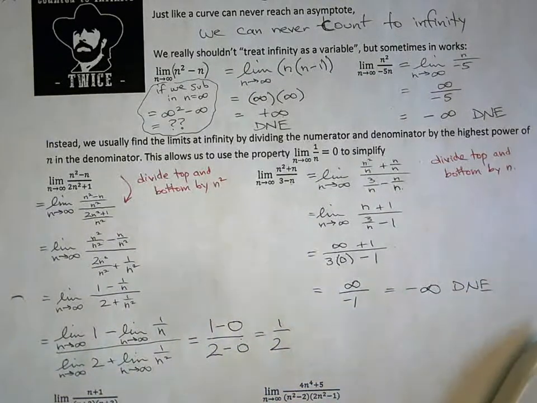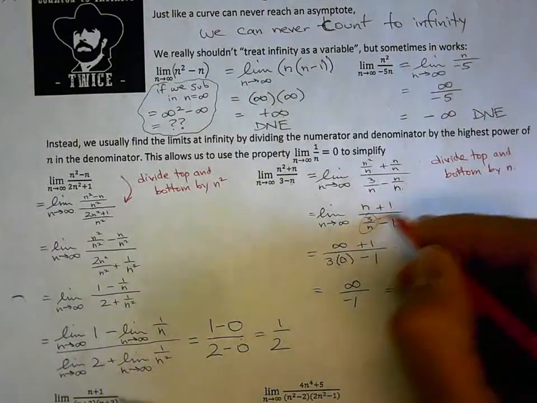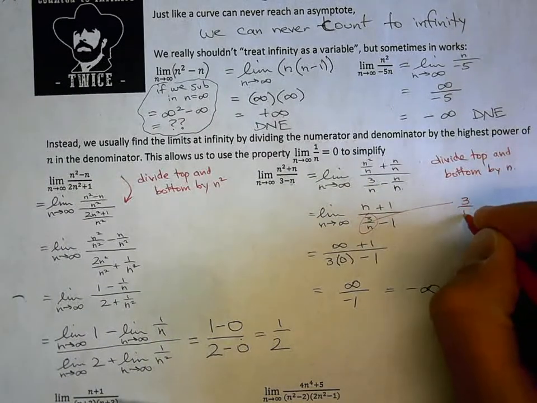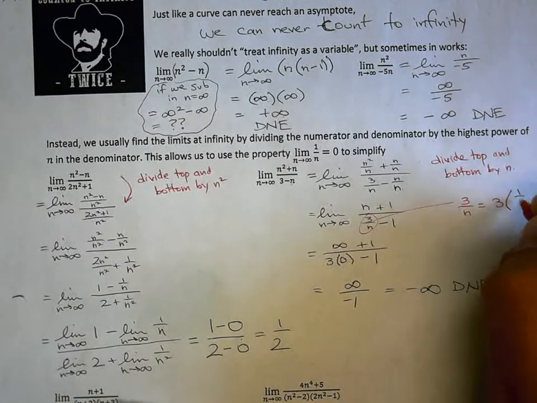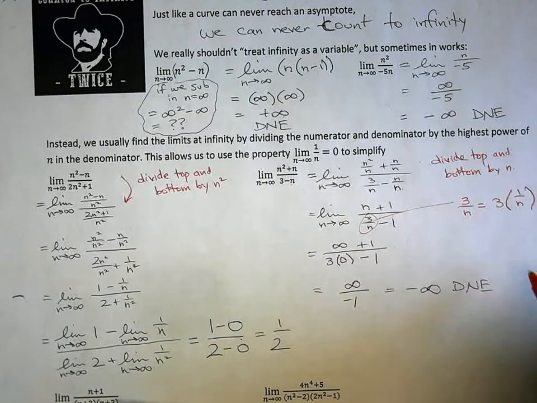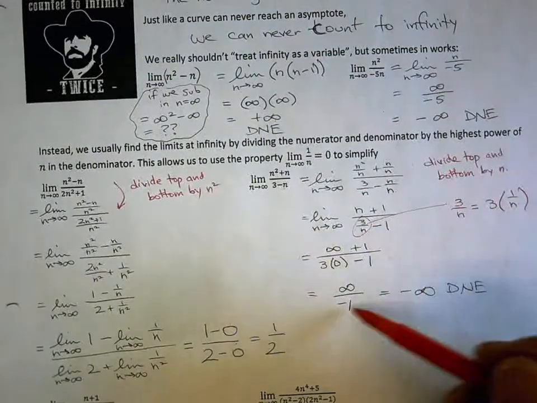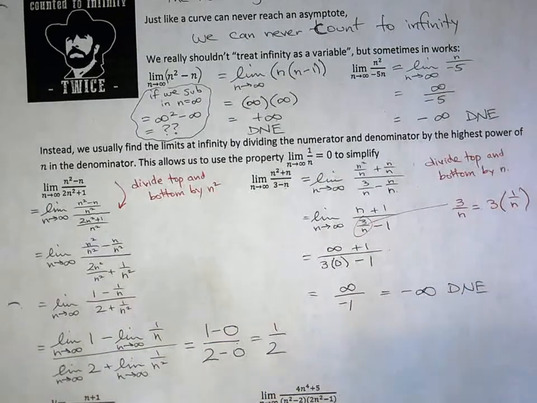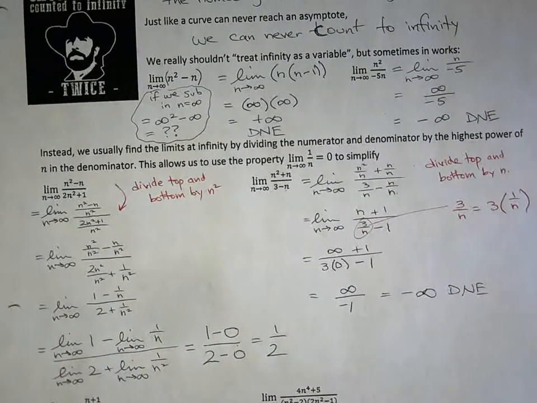Oh, here, I didn't show this well, but 3 over n is really 3 times 1 over n. So the limit of 3 is just 3, but the limit of 1 over n is 0. Anyways, when we did all the work, we got negative infinity, so it blows up. It doesn't converge. There's no limit.